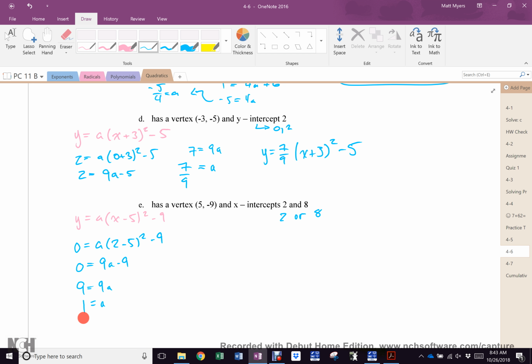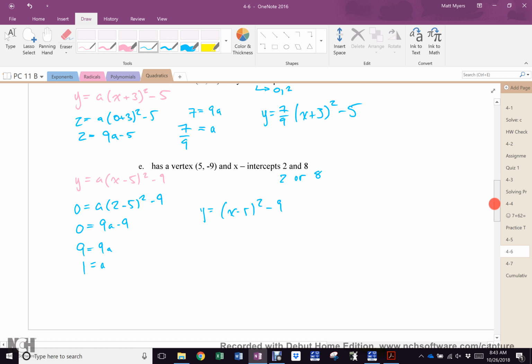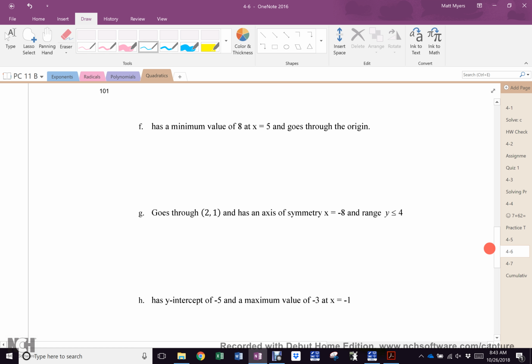Am I done? What if I used 8? Would it still work? What's 8 minus 5? So I'd still have 9a, wouldn't I? Everybody cool? So my equation is right here already, y, but there's no a value. Can everybody do this in this form from points? So far. Yeah? All right. Try F.